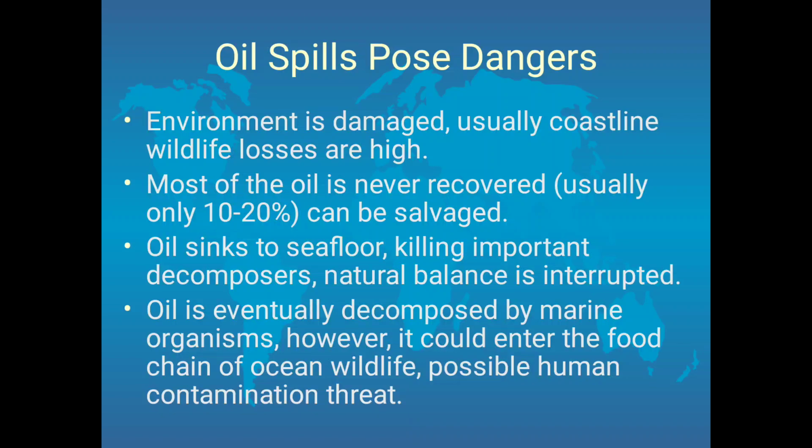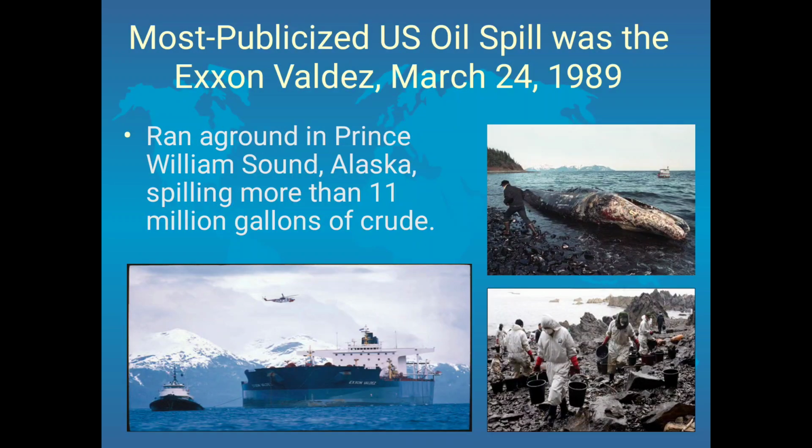Oil is eventually decomposed by marine organisms. However, it could enter the food chain of ocean wildlife. A possible human contamination threat exists. The most publicized US oil spill was the Exxon Valdez on March 24, 1989. It ran aground in Prince William Sound, Alaska, spilling more than 11 million gallons of crude oil.